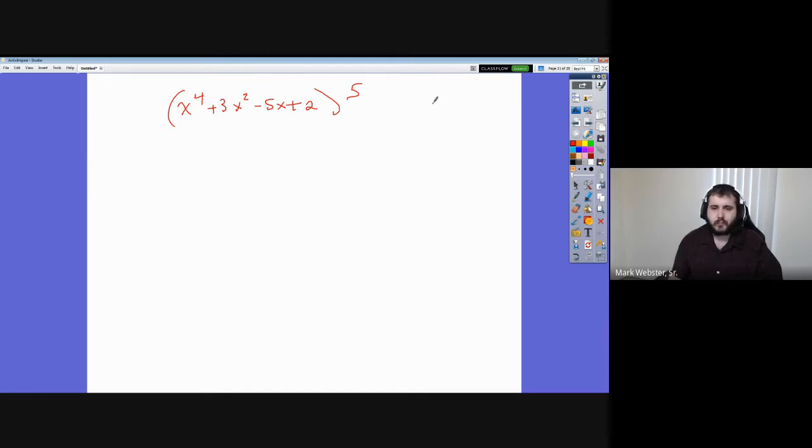Here's why. Once again, our outside function is just something to the 5th. So let's just call that u to the 5th, right? This inside is raised to the 5th power. Well, what's the derivative of that? Isn't that 5 u to the 4th? Well, now let's look at what u was. U, we said, was the inside. X to the 4th plus 3x squared minus 5x plus 2.